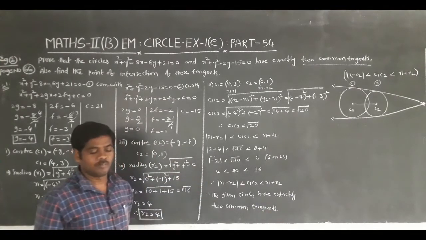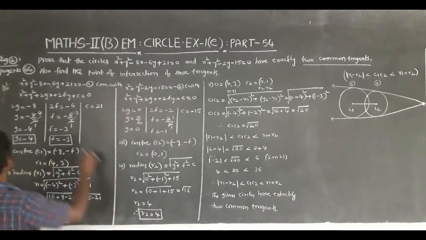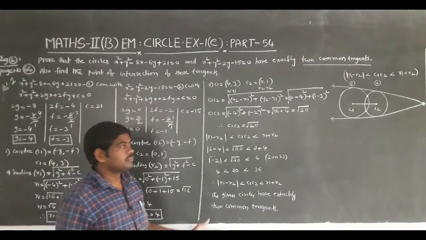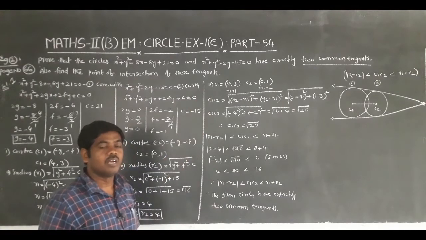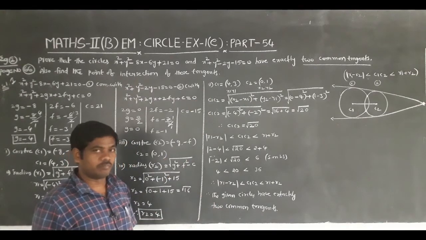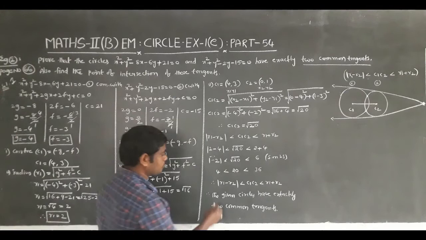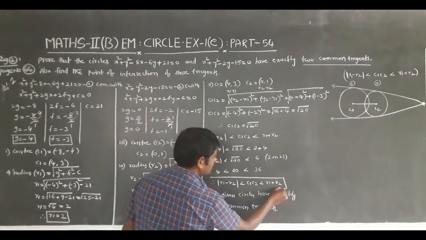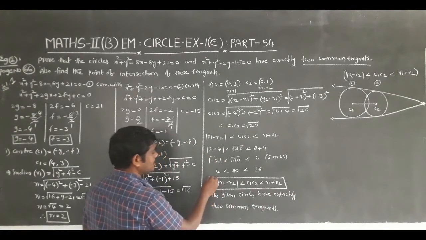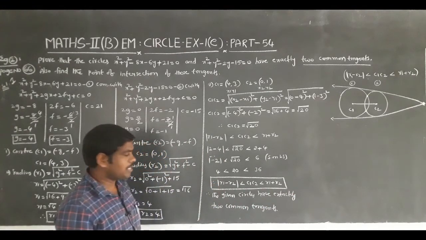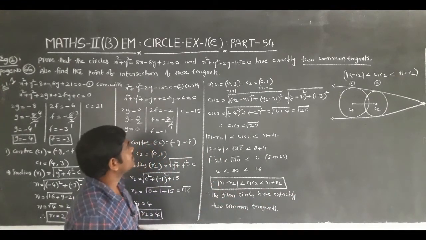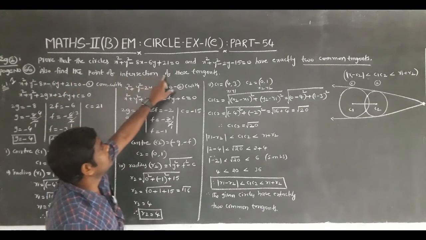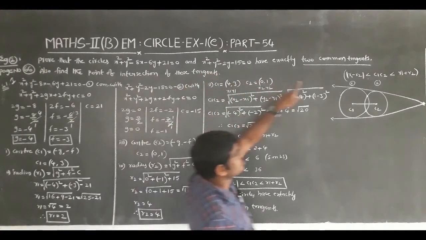This is the first part. In the first part we prove the given two circles have exactly two common tangents. Means here we prove that mod of R1 minus R2 is less than C1C2 is less than R1 plus R2. Again, the second part: also find the point of intersection of those tangents.